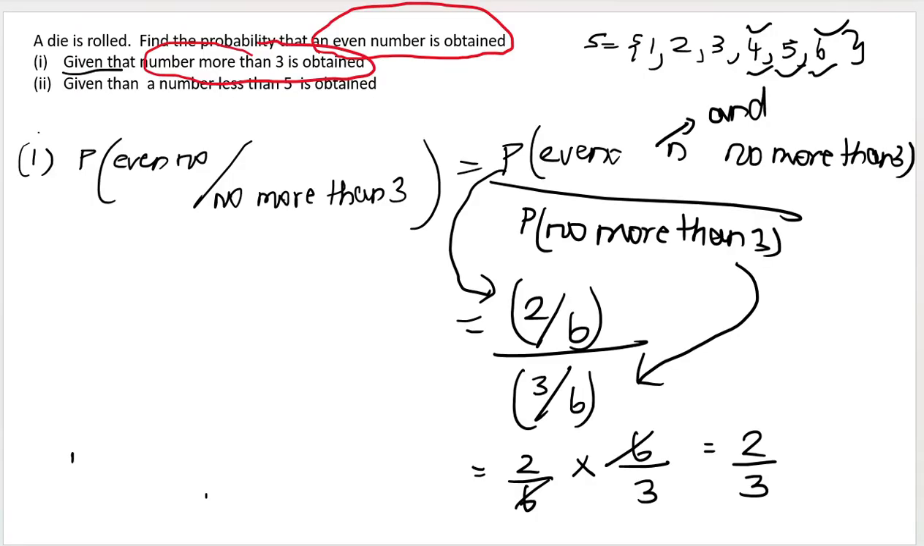Now we solve the next part of the problem. This gives us the answer for probability of even number given that it is a number more than 3. Then the next part, if you observe, is the same thing, the probability that it is an even number, but over here the second event, the event which has already occurred, has changed. So now it is a number less than 5.